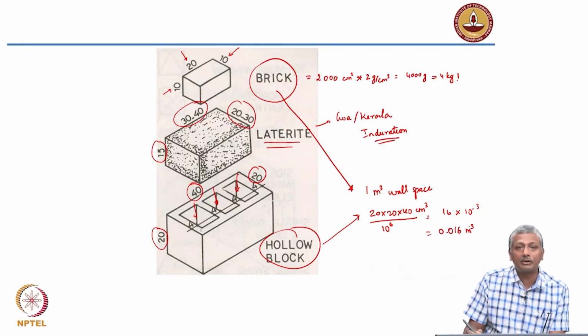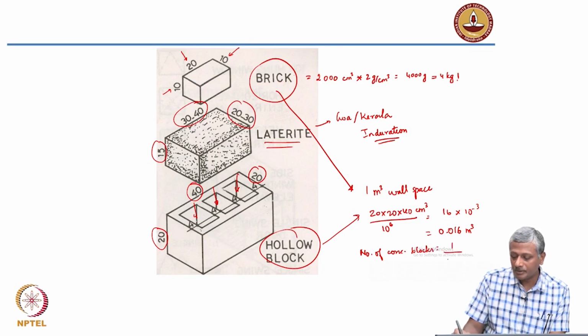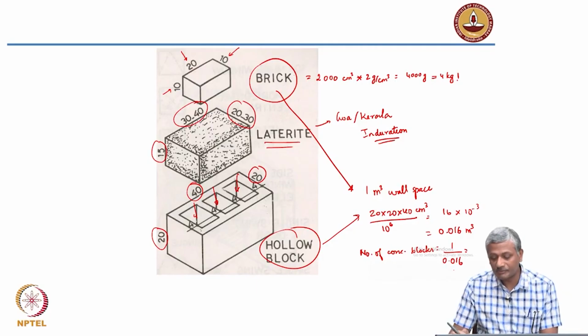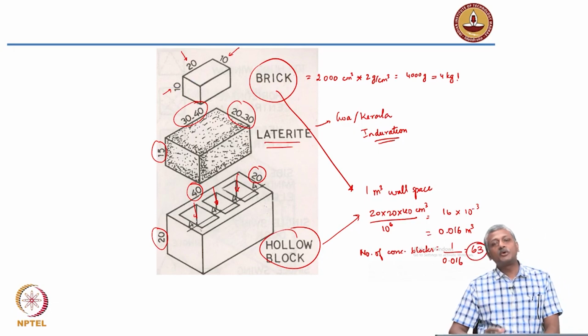So how many concrete blocks do you need? The number of concrete blocks is 1 divided by 0.016, and that is how much? So 1000 divided by 16, that is 16 sixes are 96, so nearly about 63. You only need about 63 concrete blocks where you actually needed 500 bricks. So approximately you've reduced the requirement by 8 times.